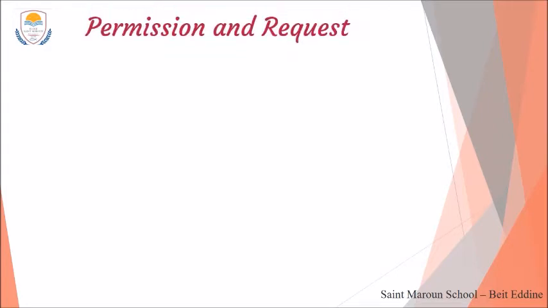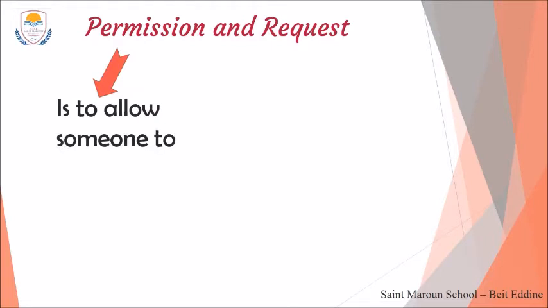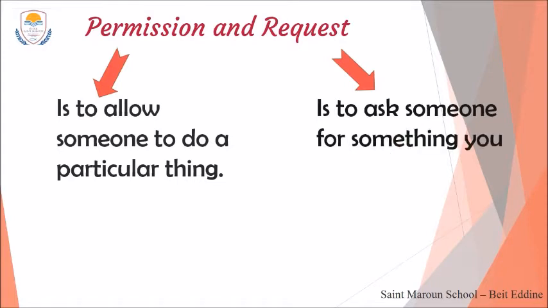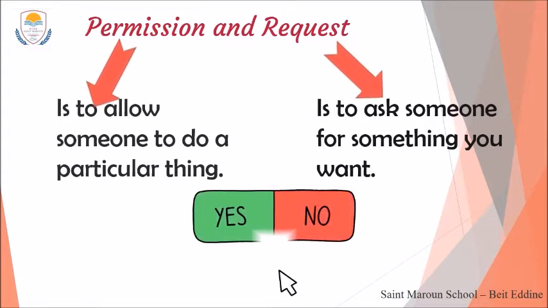The first thing we will revise is the permission and the request. The permission and the request are kinds of questions. The permission is to allow someone to do a particular thing. It means you ask for his or her permission to let you do this thing. And the request is to ask someone for something you want. And the answer for these two questions could be yes or no.